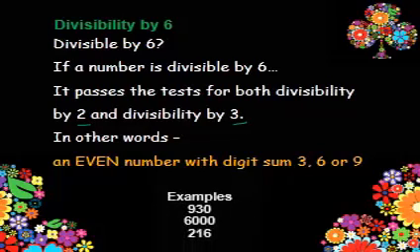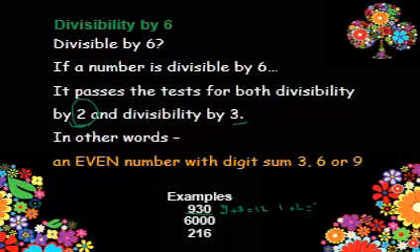So for example, you have here 930. Do you agree that 930 is an even number? So it's divisible by 2. Why? Because the ones digit is 0. Now I need to check if it's divisible by 3. What do I do? I add the digits. 9 plus 3, it's 12. Re-add the digits. 1 plus 2, it's 3.